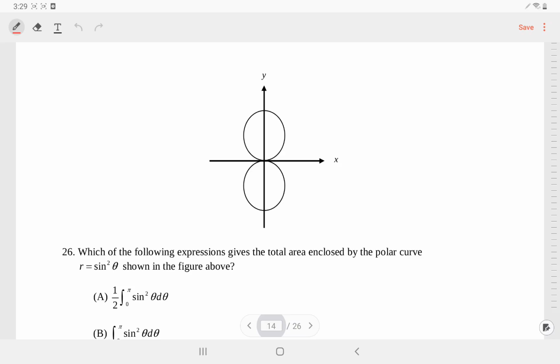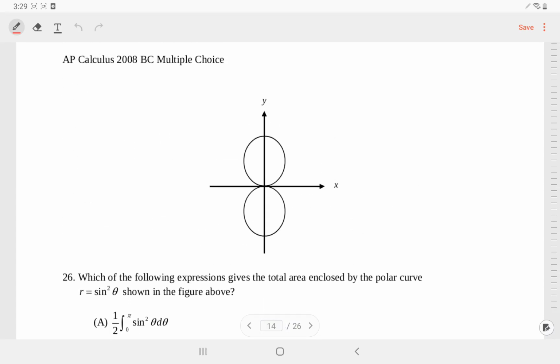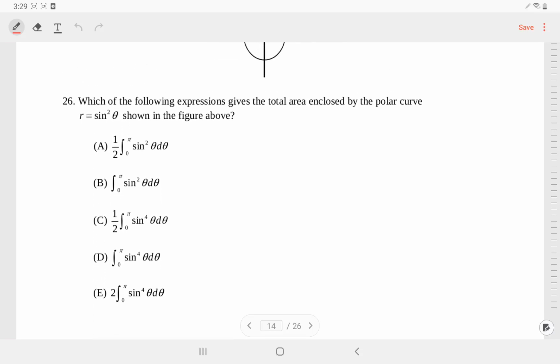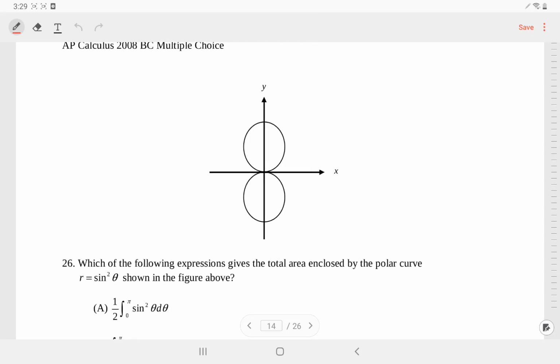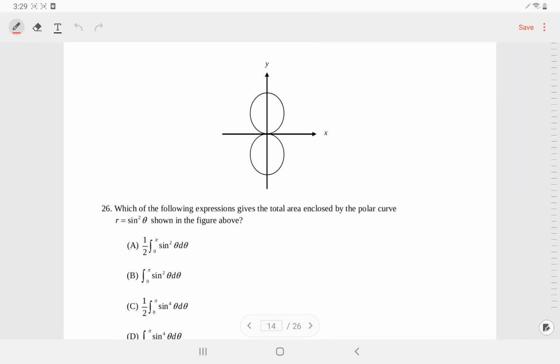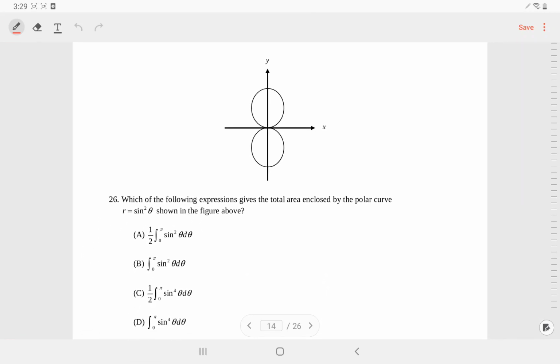Polar. Polar is not on this year's test. Do we care about knowing it? I care about knowing it. So if you want to just forward through this part of the video, that'd be okay. But I think I just want to do it anyway.